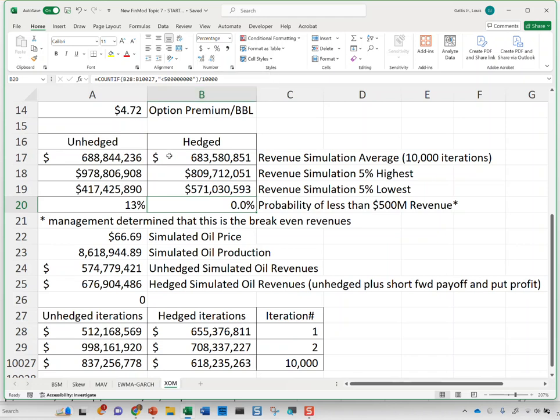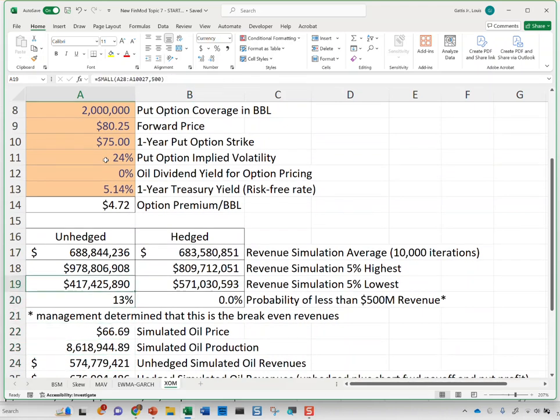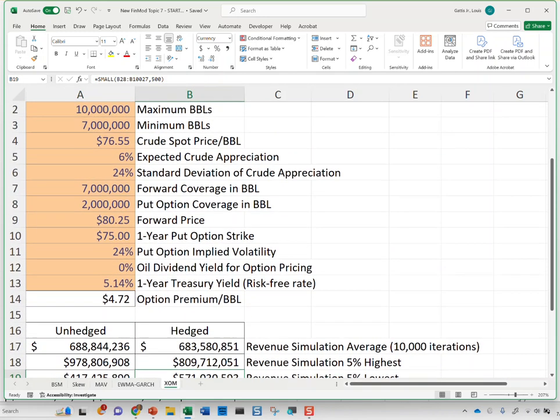So that's great. This is the advantage of hedging. You can see their mean revenue is unchanged, but they've drastically reduced the volatility of their revenues. And 13% was the probability of losing money. Now it's 0. So how could you change this model?